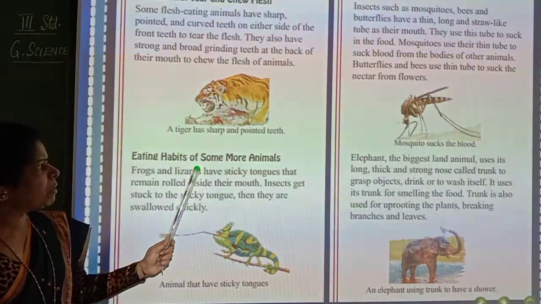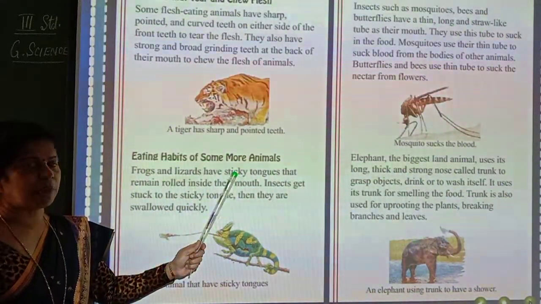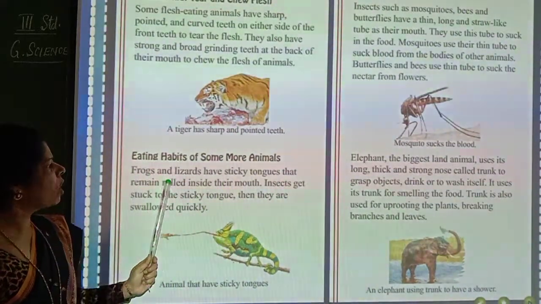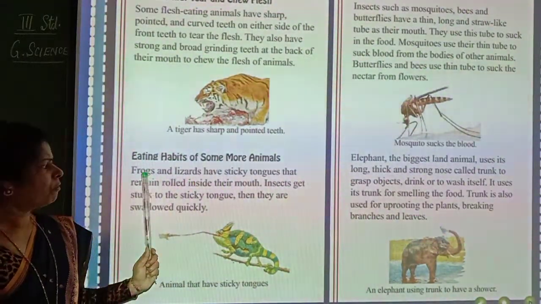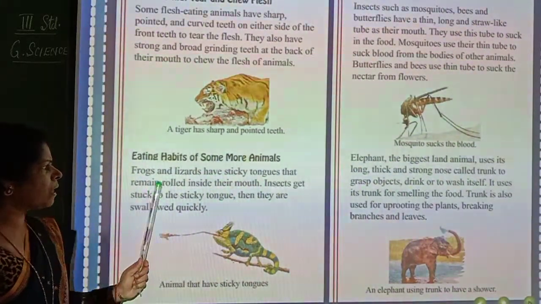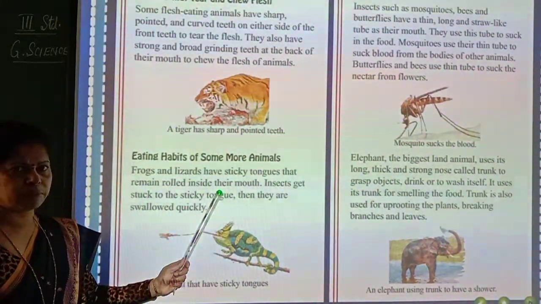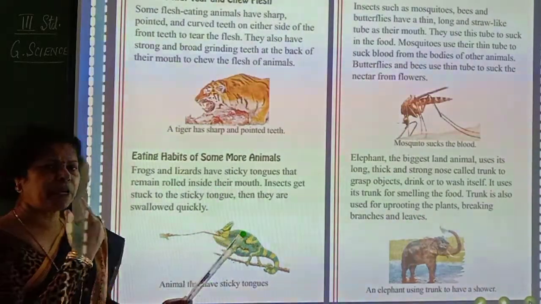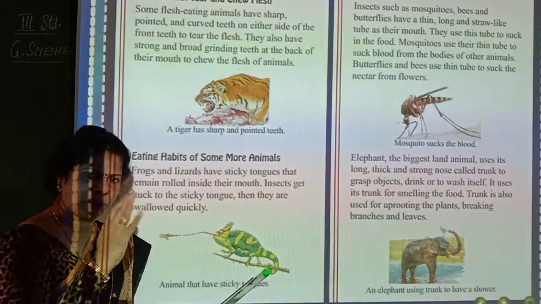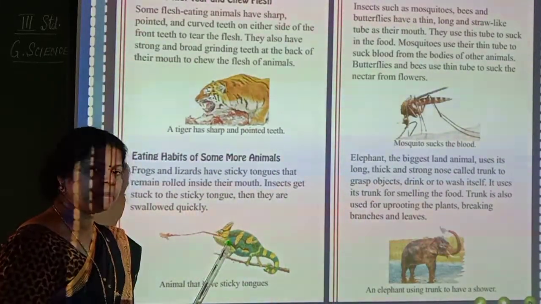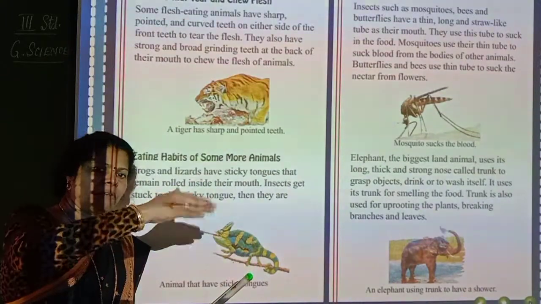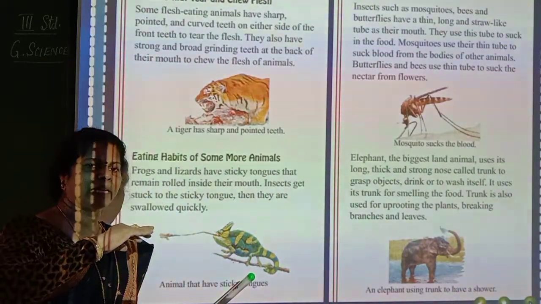Next, eating habits of some more animals. There are some more animals whose eating habits are different. What is that? Frogs and lizards. Frogs and lizards have sticky tongues that remain rolled inside their mouth. You know what a tongue is. Normally, if you open it, there is only one fold. But there are some animals wherein the tongue will be folded, it will be rolled, and it will be inside the mouth.